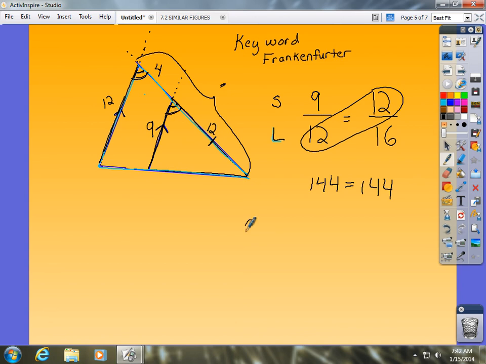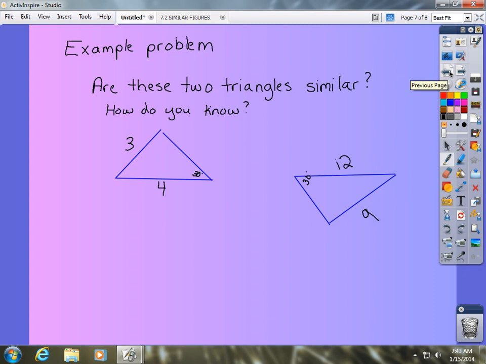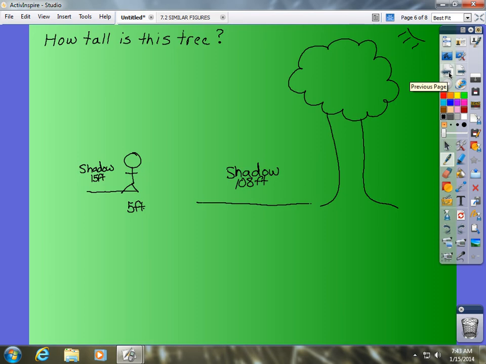Now you may be thinking, okay, this is great and all, but how do I use this in real life? Have you ever wanted to measure something that's really, really tall, but you know that if you sit there with a ruler, you're never going to get it measured? For example, a tree. Well, when we have a shadow of the tree and of ourselves, or something we know the height of, we can figure out the height of the tree by using similar triangles.